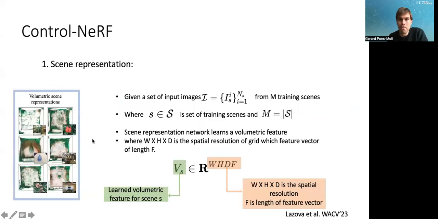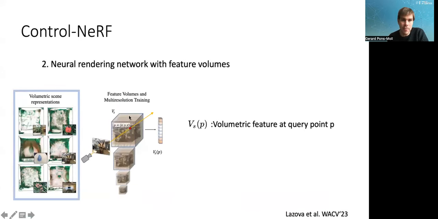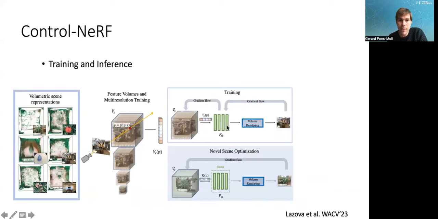Essentially, for every scene, you have a multi-scale or multi-resolution representation where at every point you store some feature, right? Some high dimensional feature that basically will be used by a rendering network to produce the color and radiance, right? So that's the basic idea. So you have these multi-resolution features for every scene, and then you have a rendering network that is not specific to the scene, but is universal for any scene.